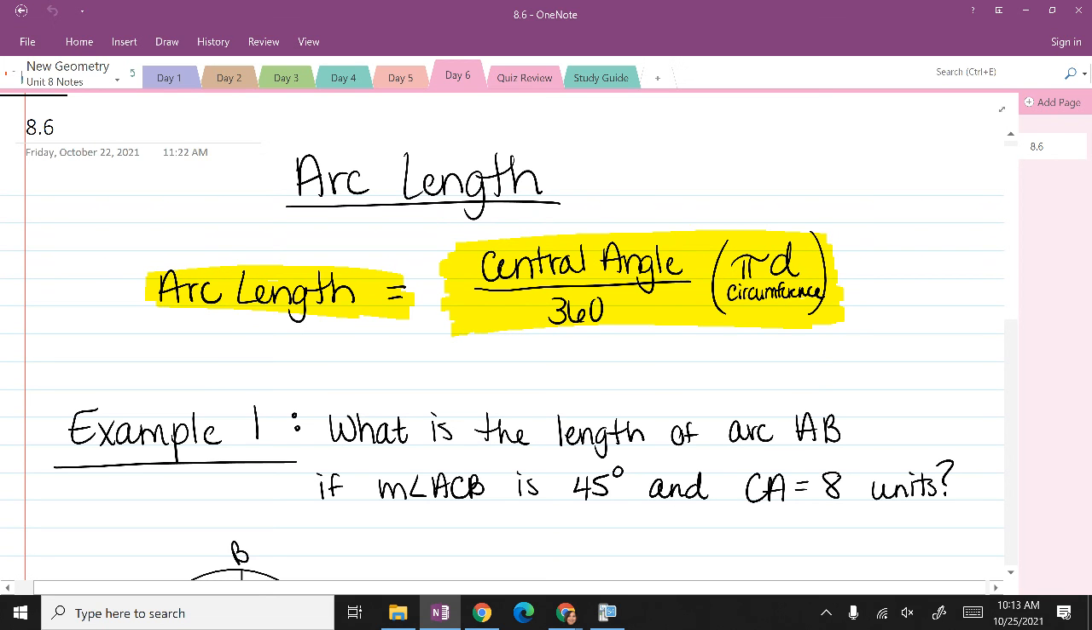So what we have talked about in this circle unit is a lot of things about circles. We've spent a lot of time talking about measures of arcs. And measures of arc, how do we measure an arc? What units?